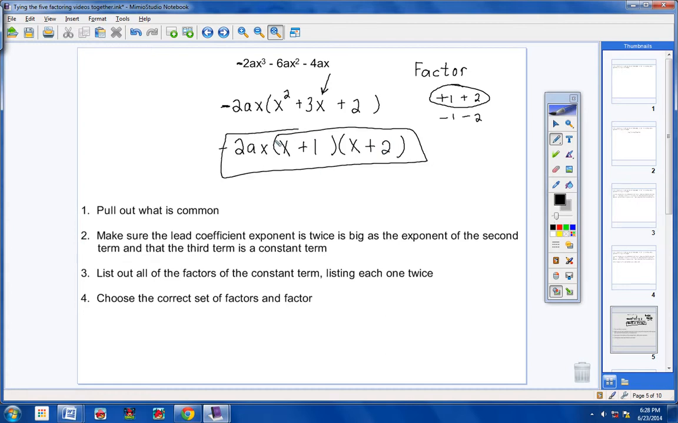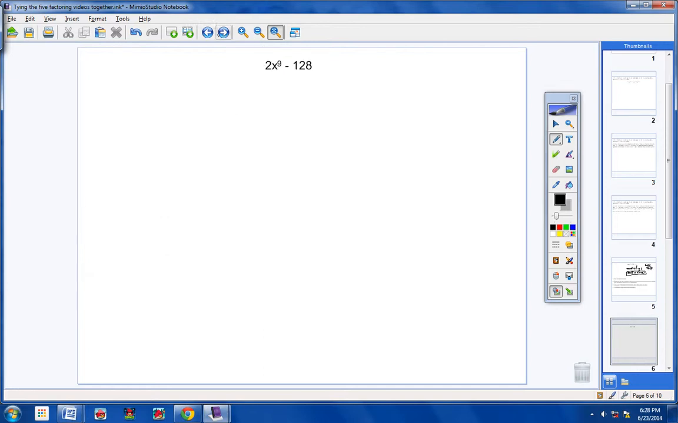So what you should have noticed there is you always pull out what's common, and then you look and see what you're left over with. And I was left over with a trinomial with a lead coefficient of 1, so I used these steps here. All right, let's try another one. Again, we're going to move pretty fast today, so if you need to pause the video and take some good notes, that's fine. All right, go ahead and copy this problem in your notes, please.